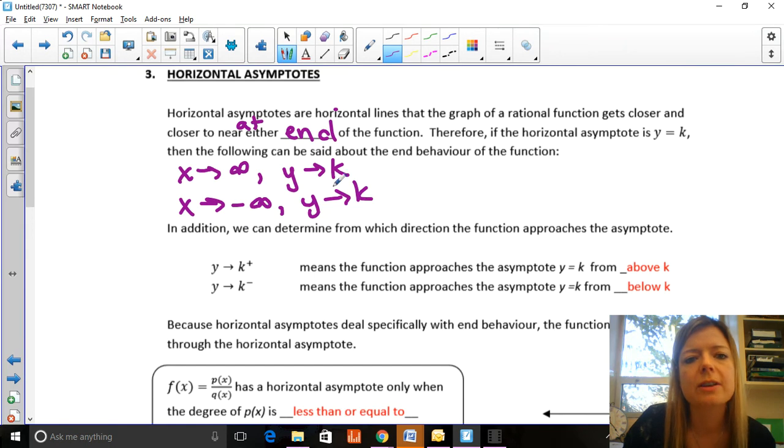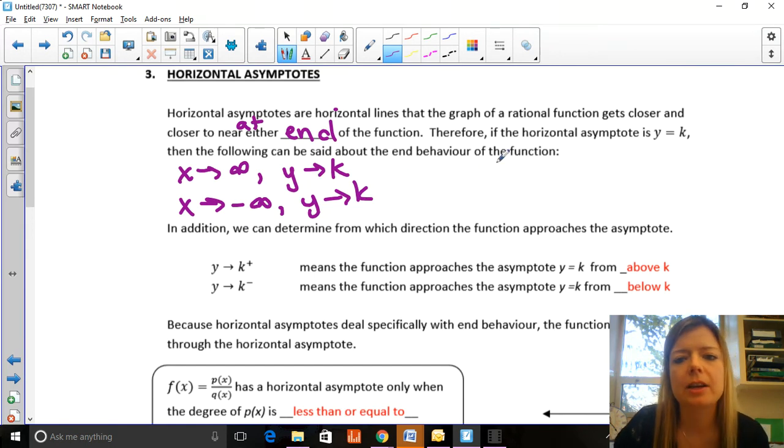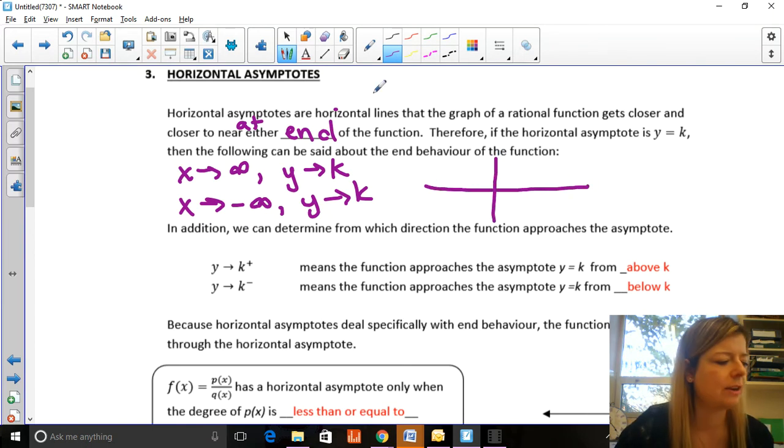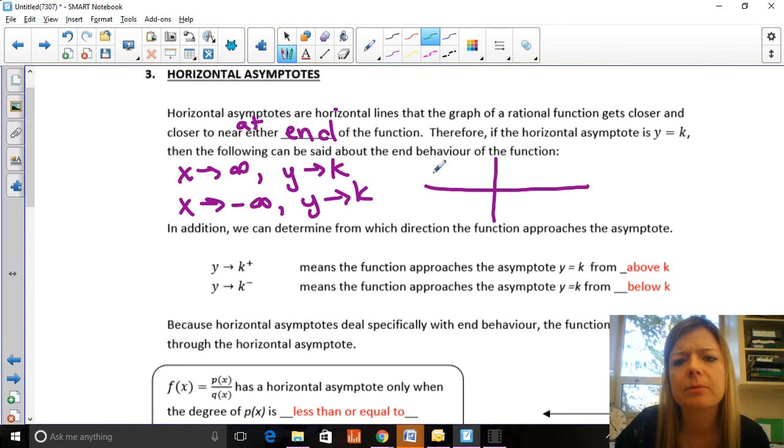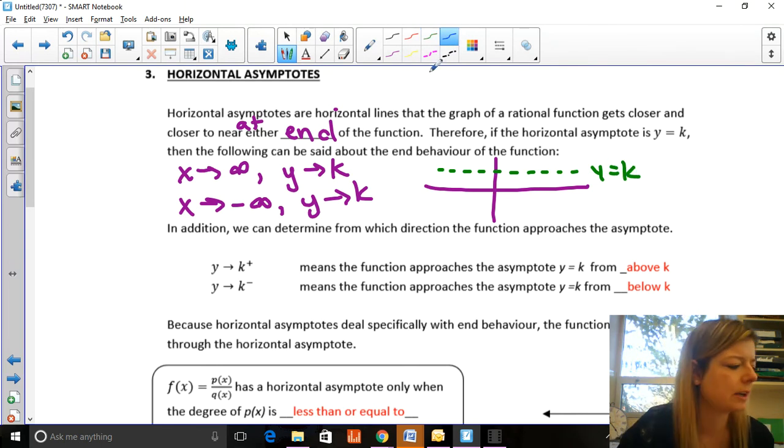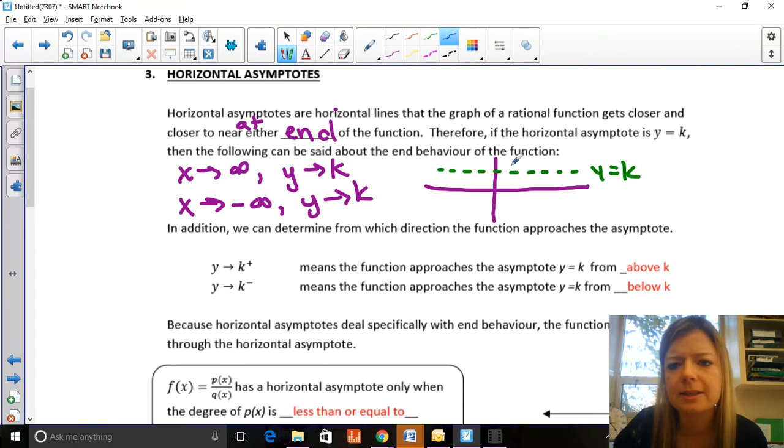So horizontal asymptotes are all about end behavior. What is happening at the end of a function's life? If you have some horizontal asymptote here, y equals k, then the function is approaching it later on. So it could look something like this, and like this.